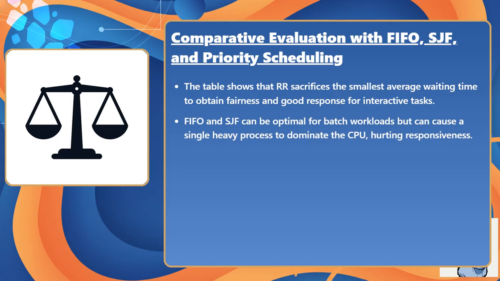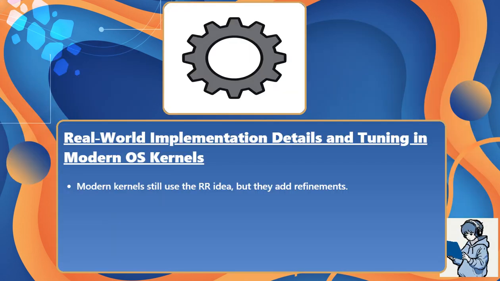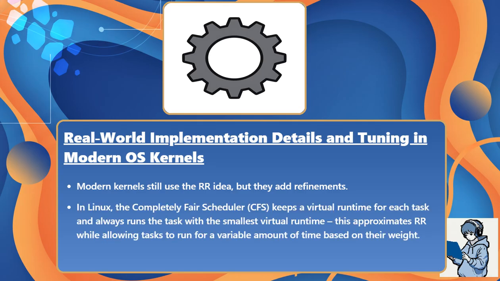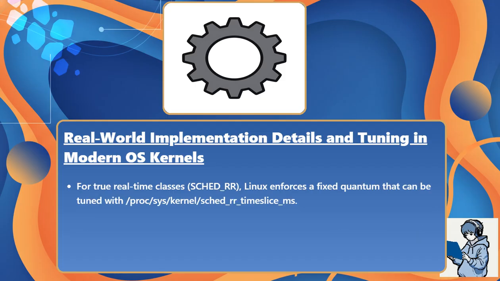FIFO and SJF can be optimal for batch workloads, but can cause a single heavy process to dominate the CPU, hurting responsiveness. Modern kernels still use the RR idea, but they add refinements. In Linux, the completely fair scheduler, CFS, keeps a virtual runtime for each task and always runs the task with the smallest virtual runtime. This approximates RR while allowing tasks to run for a variable amount of time based on their weight.